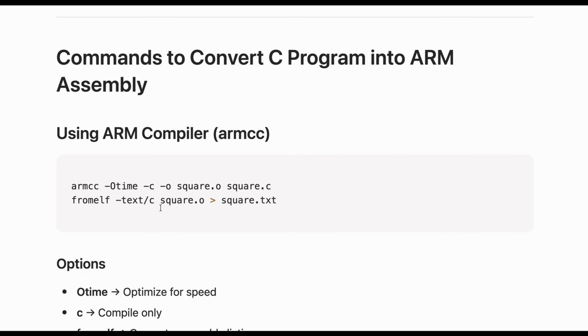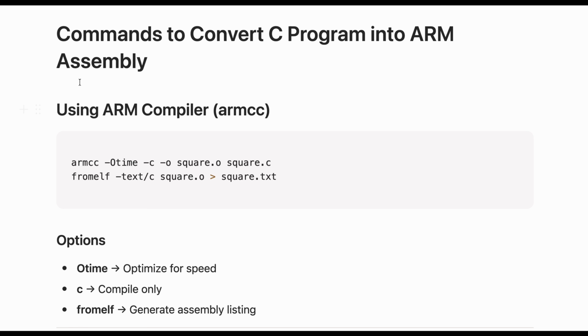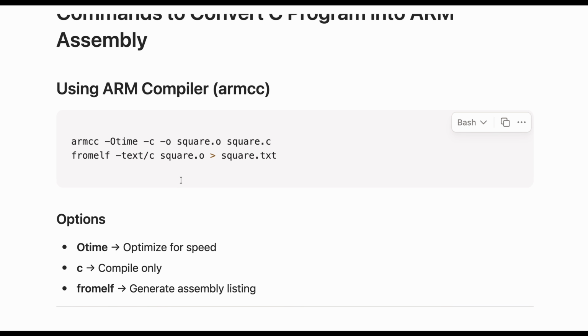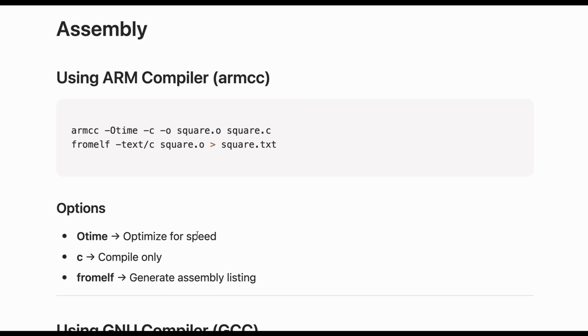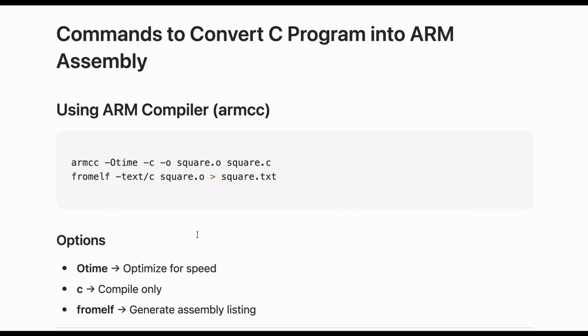Here are the commands to convert a C program into ARM assembly. Using the ARM compiler, armcc, we can do this. So this is the way you should write. Here the options are: -Otime is nothing but optimize for speed, -c is nothing but compile only, and --fromelf is nothing but generates assembly listing. So this is the way how to convert a C program into ARM assembly.